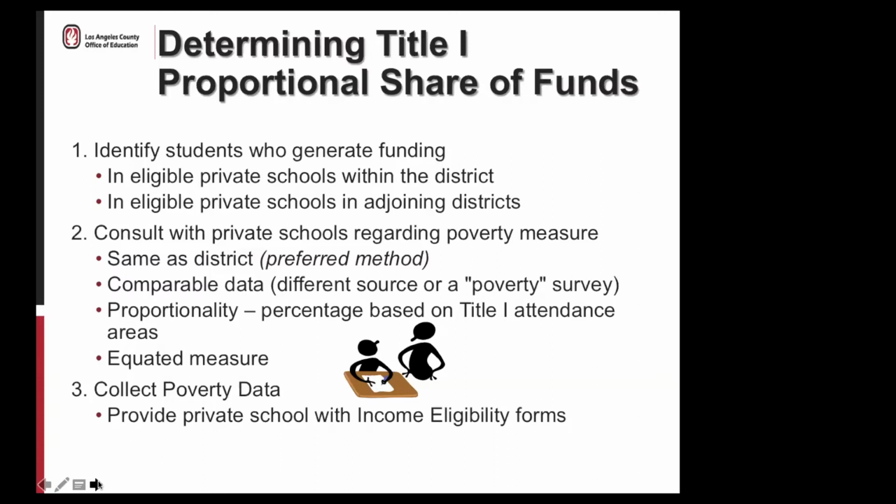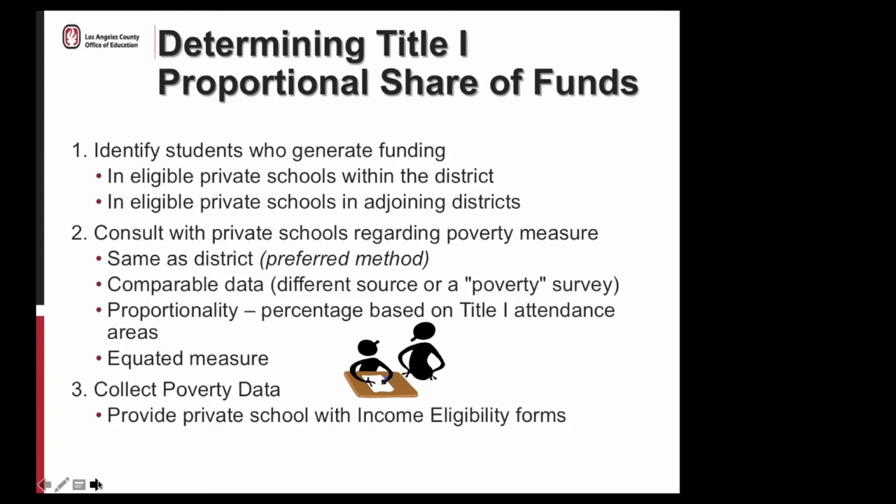Comparable data is often obtained through the use of surveys, typically known as a poverty survey. Just note that if you use a survey, you're going to want, to the extent possible, to protect the identity of the families of private school students. So you may want to allow each school to extrapolate the data, when it's available and how it's available. The third way is proportionality, and here you would apply the low-income percentage of each participating Title I public school attendance area. And the last way, you can use an equated measure of low income that correlates with the measure of low income used to count public school children.